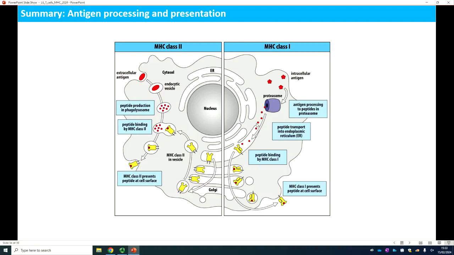We then have MHC class 1. Bear in mind this is going on in all your body cells all the time. Let's say we have intracellular antigen. It'll be degraded by the proteasome. The peptides will then be moved by the TAP into the endoplasmic reticulum, where they will associate with MHC class 1, and this will then be presented on the cell surface.